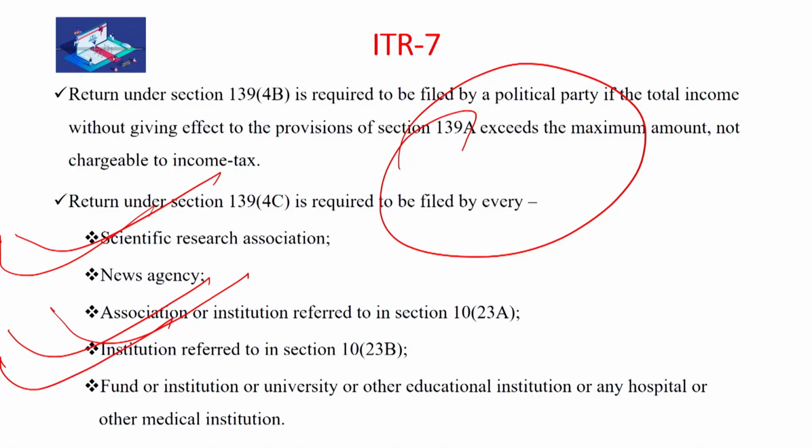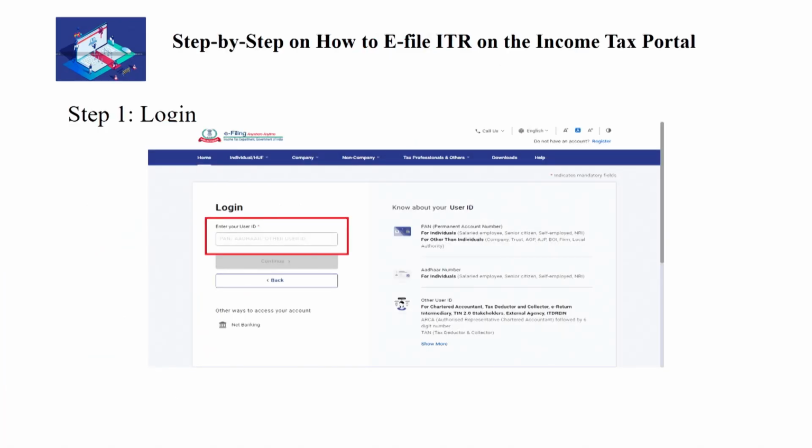Dear students, now I am going to discuss stepwise how to e-file ITR on the income tax portal. There are several steps in which the income tax return is filed by the taxpayer. We have also discussed that for an individual taxpayer the last date of filing is generally 31st July, and in the case of an audited firm, 31st October is generally the last date.